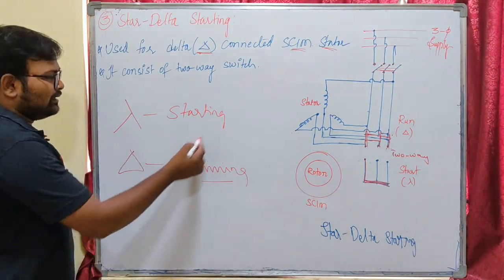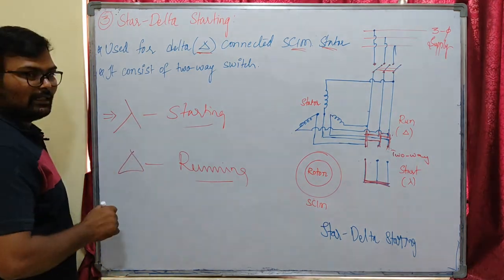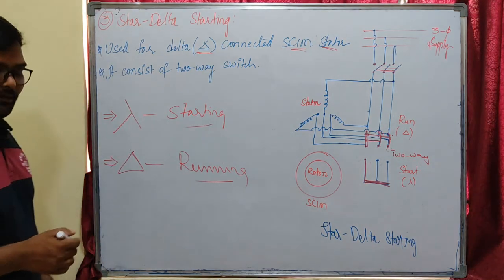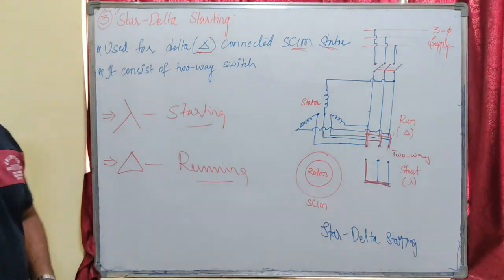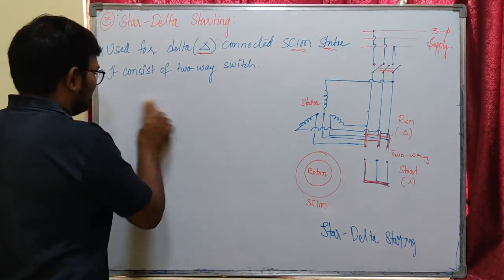So for starting, the stator winding is star, and under running condition, we are making the stator winding delta. So for starting it is star, for running it is delta. This is the idea. So how can we reduce the starting current using this star delta concept?